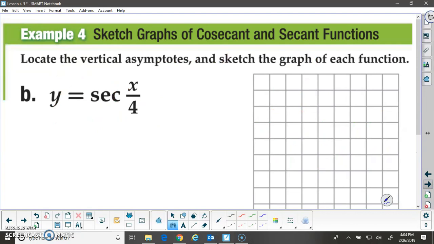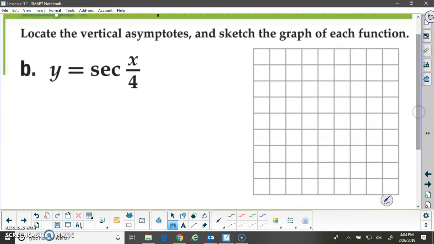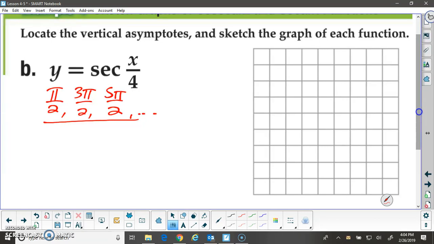Next one is a secant graph. Now, a secant graph normally has asymptotes at the half pis. But we've got a horizontal stretch or expansion by a factor of 4 because it says secant of x divided by 4. The b value is 1/4. So if I multiply each of these asymptotes by 4, it's going to give me 2 pi, 6 pi, 10 pi. So that's where our asymptotes will be located.